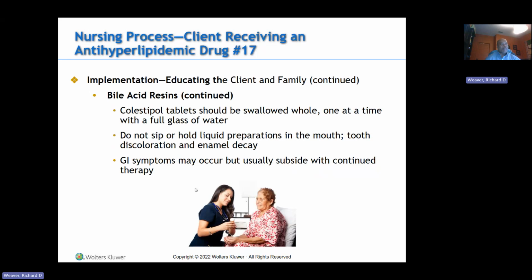Tooth discoloration and enamel decay can occur, so do not sip or hold liquid preparations. Some of these drugs come in liquids, so don't hold them in your mouth. They can destroy your teeth. GI symptoms may occur, but usually subside with continued therapy.